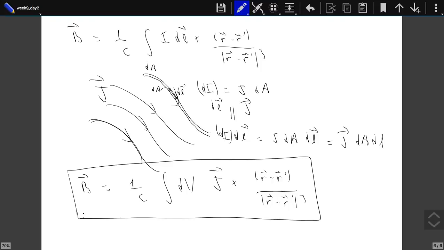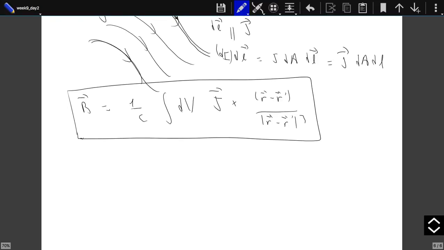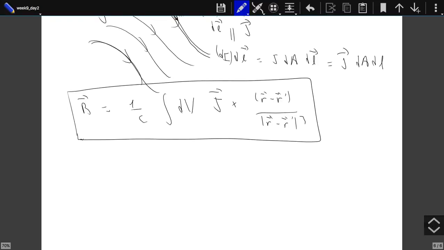Now, if we have a bunch of charges moving, let's say a single point charge, then J will be equal to, well, let's look at some other example. That is where I will be heading. What is the J for a point charge moving with velocity V? And I will claim that J for such a case will be Q V times the Dirac delta of R minus R0.